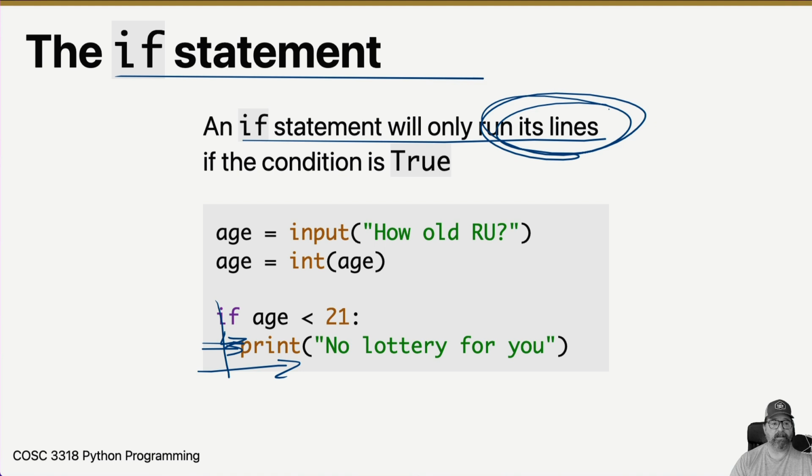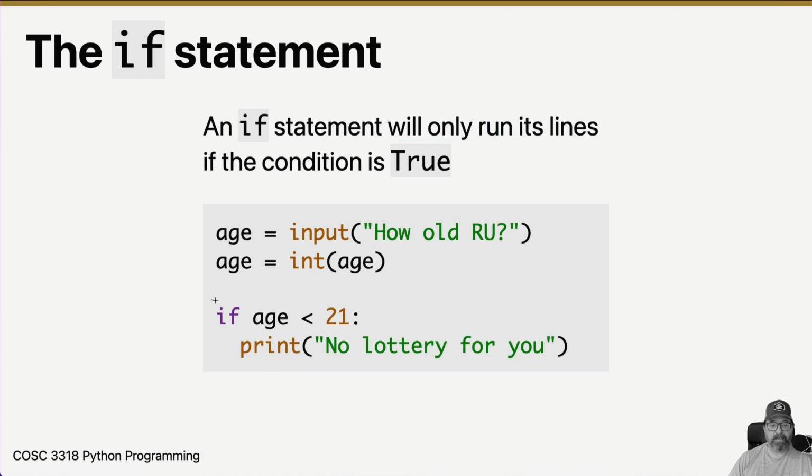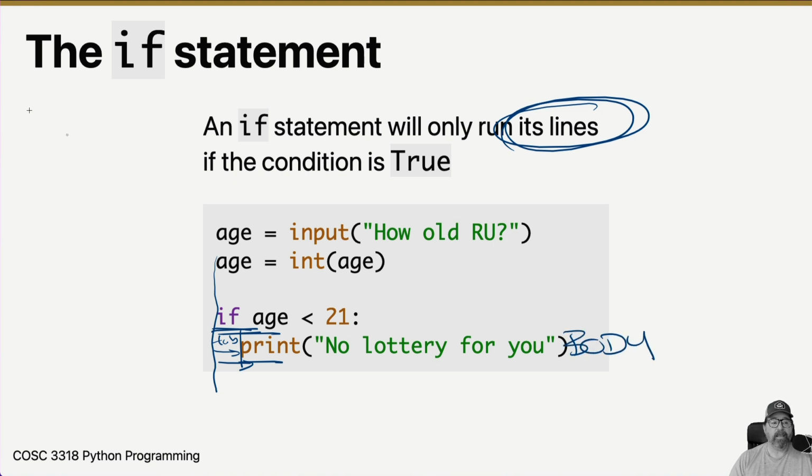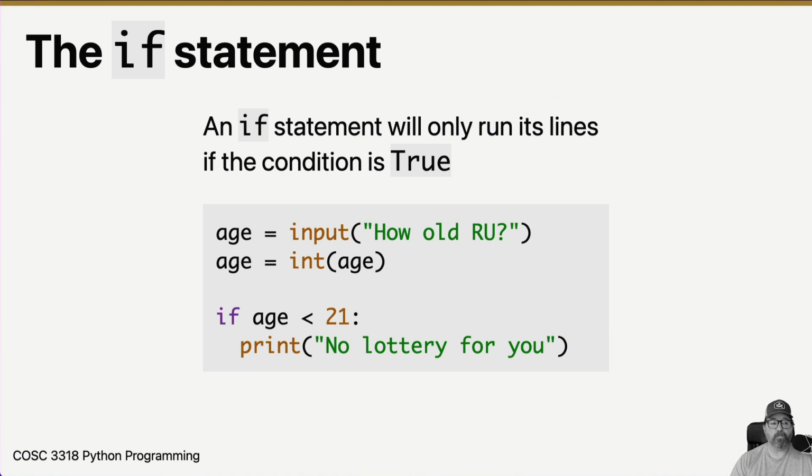Let me clear that out again. So we have the if statement, and it's on this column, and then we indent over. We hit the tab button or we hit space a couple of times. That indents it over. And the things that are indented underneath the if statement, those are its lines. It's called the body of the if. And those lines will only run if the condition is true.